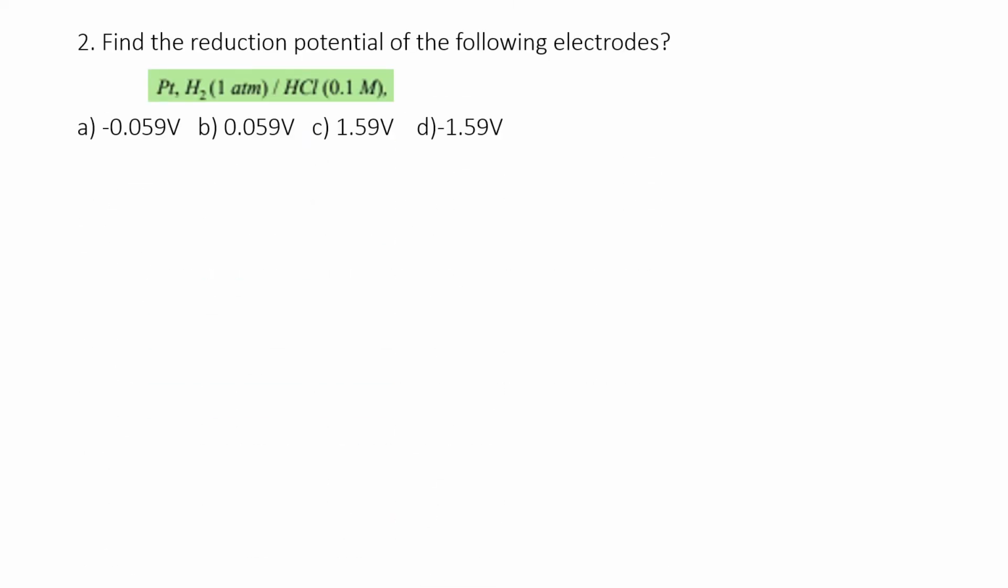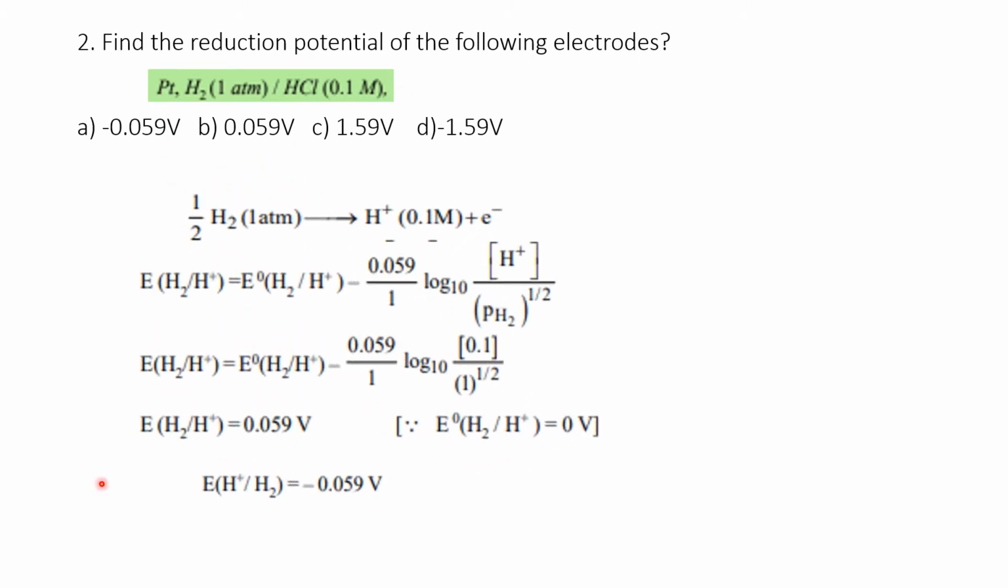Find the reduction potential of the following electrodes. This is the electrode. We need to find the reduction potential for this cell representation. See, this is the hydrogen. Here it's given as 1 atmospheric pressure. If it is given as 1 atmospheric pressure, we need to write it as the partial pressure of hydrogen. Like that we need to write it. And you need to first write the half cell reaction. This is a half reaction, so we need to write the half cell reaction.